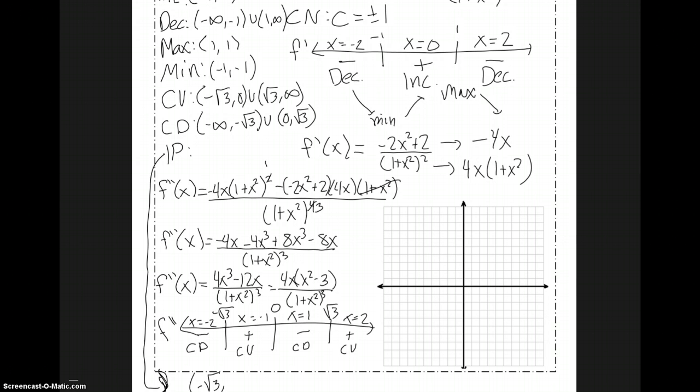So let me plug that into my original function to figure out what my y value is. And it looks like it's about -0.9. And then my next inflection point is at 0. If I plug that into my original function, that's 0, 0. And then the next one is at +√3. If I plug that into my original function, I'm going to have about +0.9. Alright, so here is all of my information: increase, decrease, max, min, concavity, inflection points.